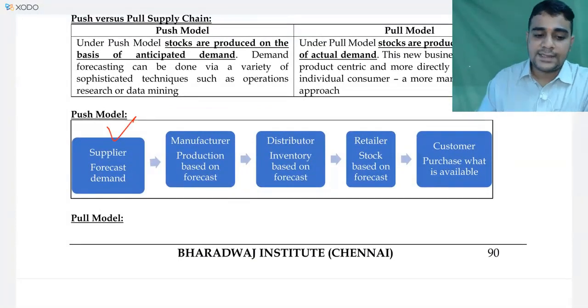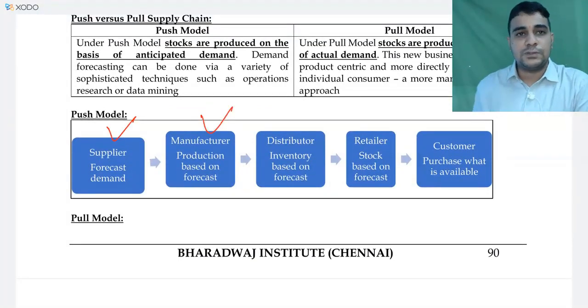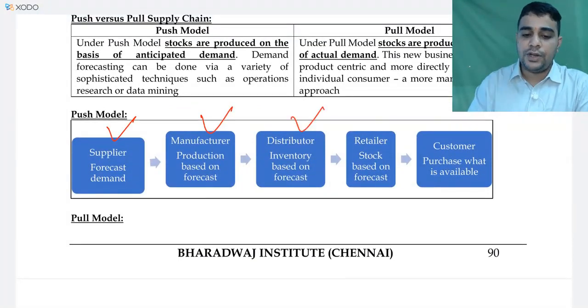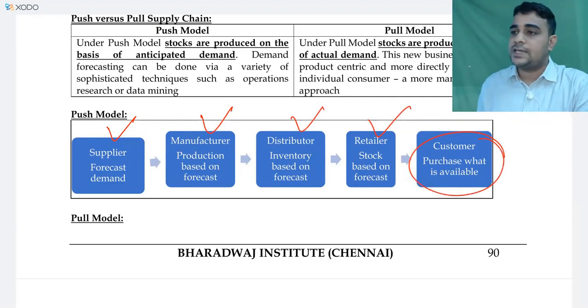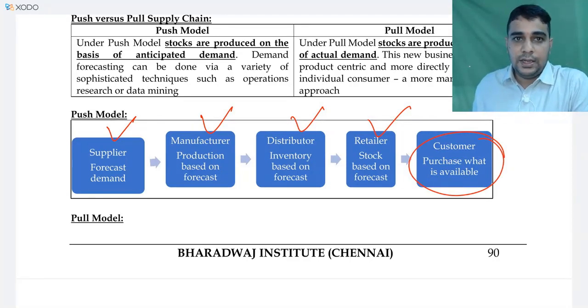Supplier forecasts the demand, manufacturer produces based on the forecast, distributor is going to maintain it, retailer is going to stock, customer is going to purchase what is available. This model would be used if the demand is low for a product. If there is a low demand for a product, or if this product is not that well known, you would try to follow this approach.